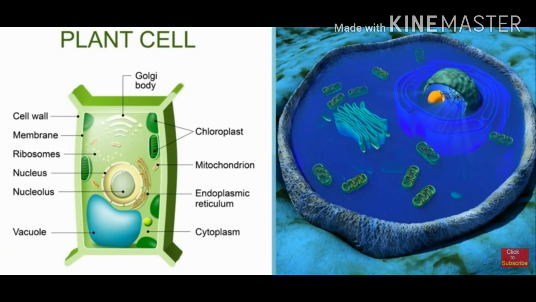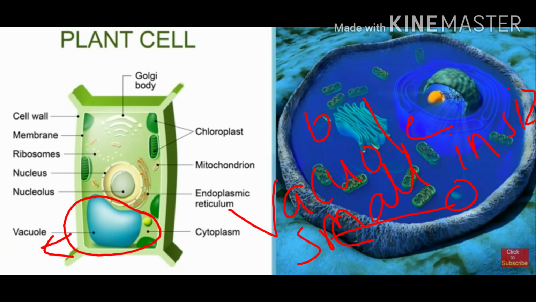This should be clear from this diagram. So in this diagram this is the plant cell and you can see here that this is a large vacuole which is present in the plant cell, but in animal cell vacuoles are small in size and less in number also.